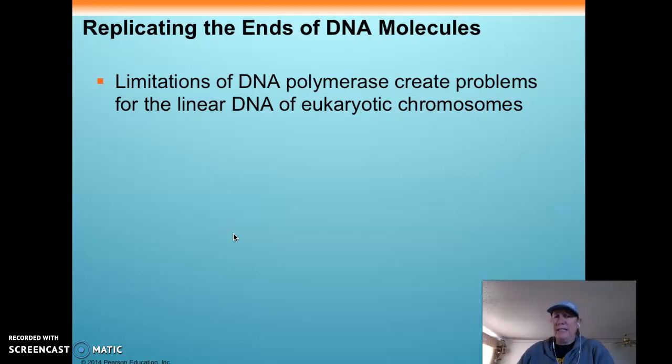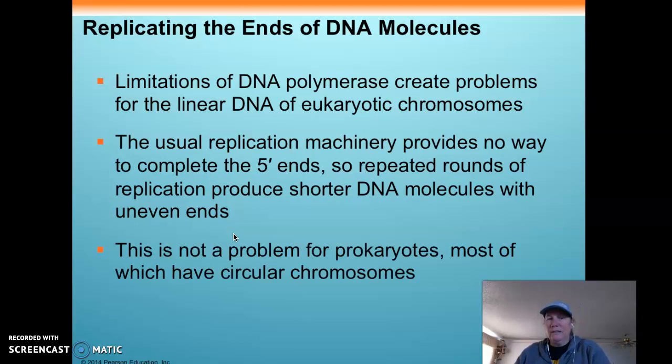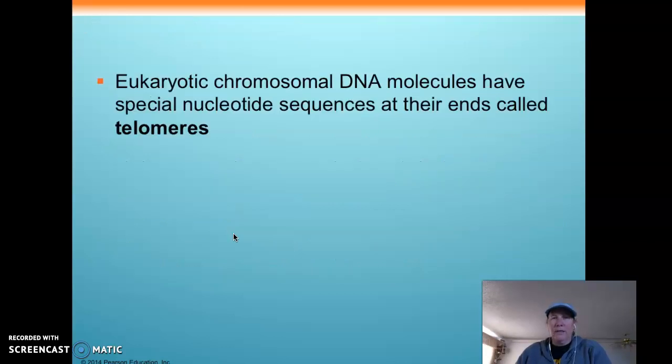Sometimes the replicating ends don't stop when they're supposed to, things like that. It's not common. The usual replication provides no way to complete the 5 to 3 end, so sometimes they have to repeat rounds of the shorter DNA molecules. It depends on the DNA. It's not a problem for prokaryotes because they have circular chromosomes. They don't have ends like we do. So sometimes it has to be modified. But for a prokaryote, it's simple because it just goes around in the circle.